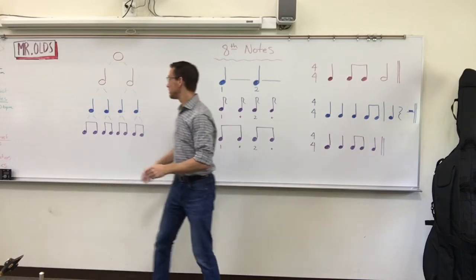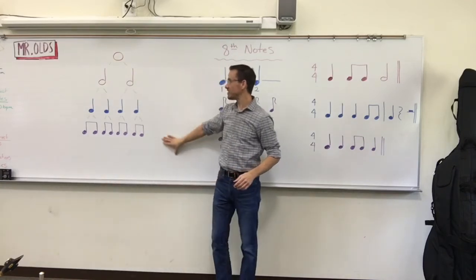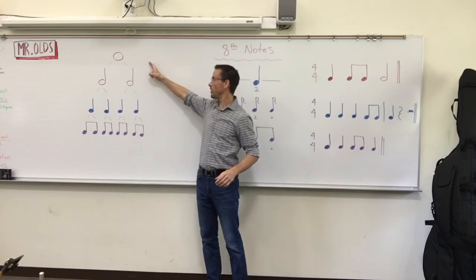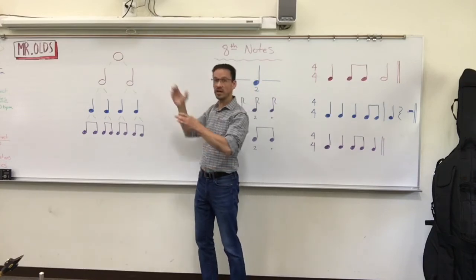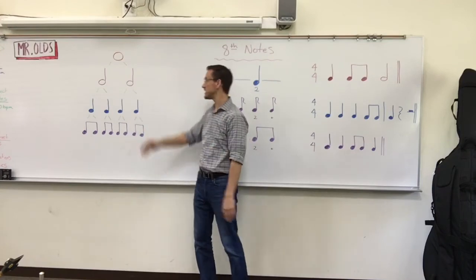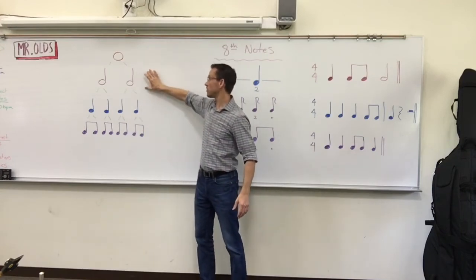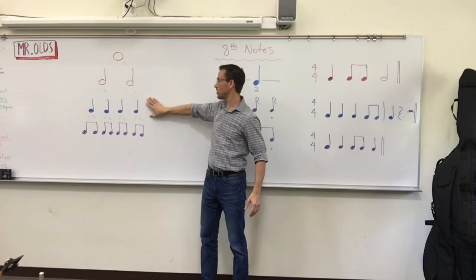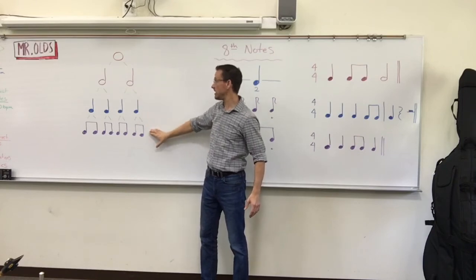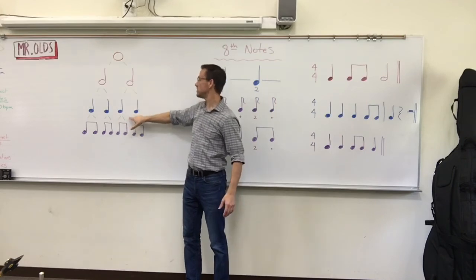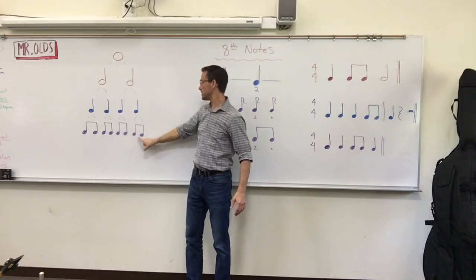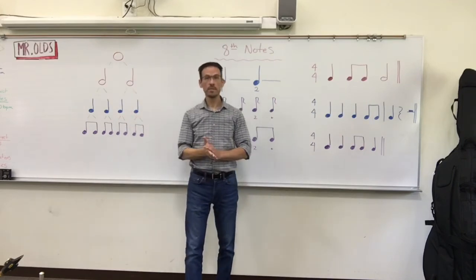All right. Another way to take a look at that, I have another diagram up here, our whole note. I don't have dotted half notes up here because I wanted to split this evenly. So we have a whole note, we have our half notes, we have our quarter notes, and then we have our eighth notes. So there are 2 half notes in a whole note, and then 2 quarter notes per half note, and then 2 eighth notes per quarter note.